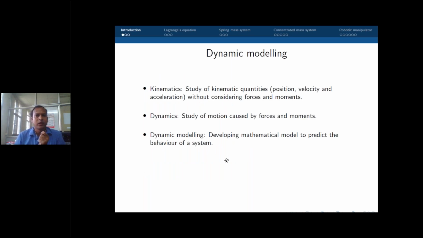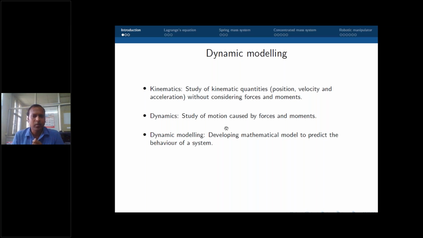So, what is dynamic modeling? First of all, you have had several lectures previously in this training and learning program. You have had several lectures on kinematics. So you know kinematics is the study of kinematic quantities without considering forces and moments. The kinematic quantities are position, velocity, acceleration, etc. And in dynamics, we study motion caused by forces and/or moments.